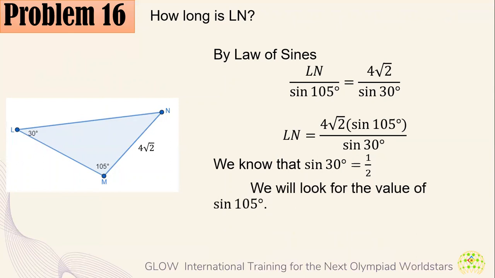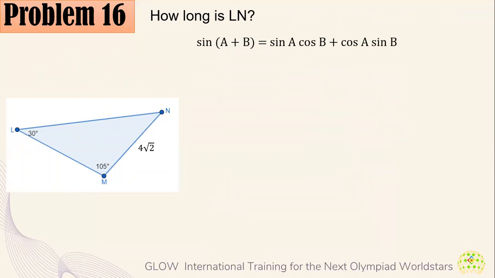However, we still need to look for the value of sine 105 degrees. And remember that we have this formula in trigonometry. If you have the sine of the sum of two angles, A plus B, that's equal to sine A times cosine B plus cosine A times sine B. So here, we know that 105 is equal to 60 plus 45.